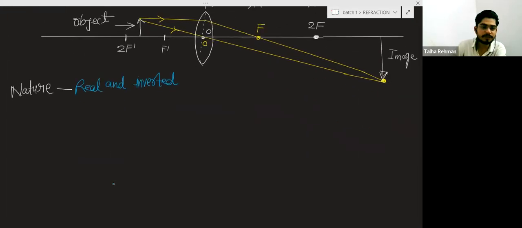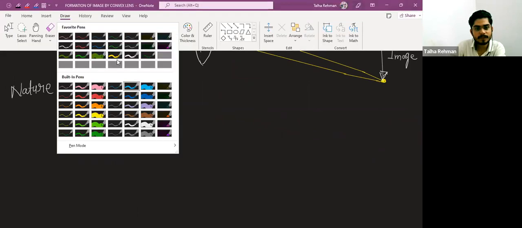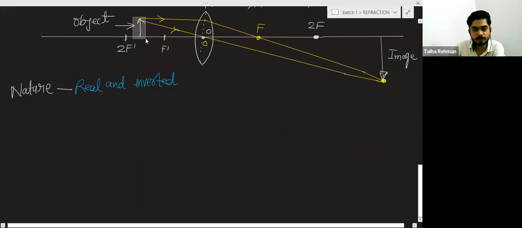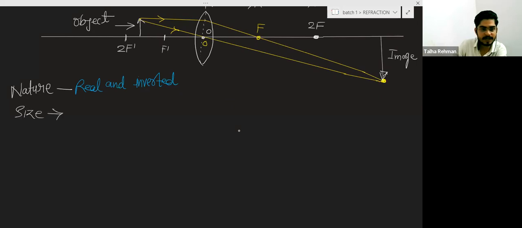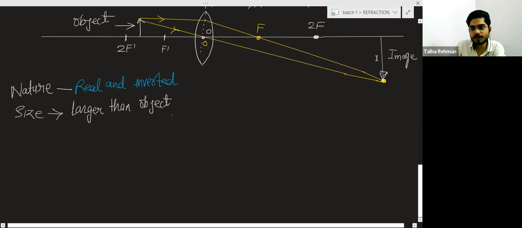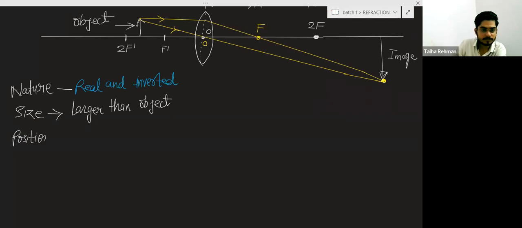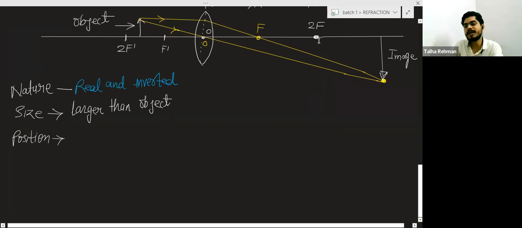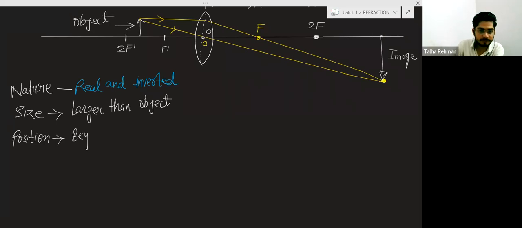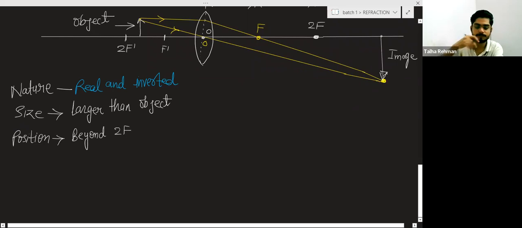Now talking about the size, the length of the object is this, and the length of the image is this. So you can say the image will be larger than the object. Clearly this is your object and this is your image. The size of the image is greater than your object. And talking about the position, the image will be formed behind 2f. This is 2f and this is the position of the image, so you will say beyond 2f.